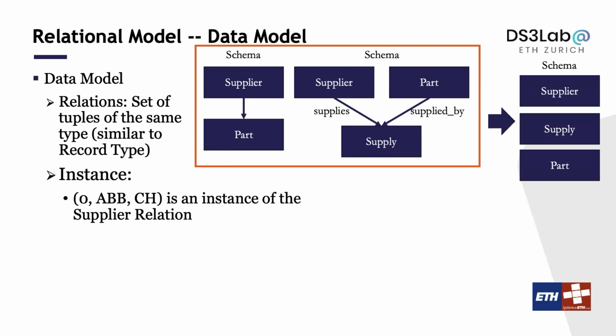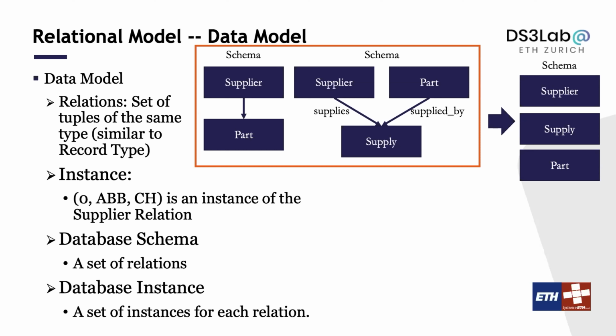And for the instance of the database, you have an instance of each relation. Each relation contains a whole bunch of tuples. For example, you have a supplier relation, and you can have a whole bunch of tuples in that relation. The database schema is a set of relations, and the database instance is a set of instances for each relation. So that's pretty much what you have.